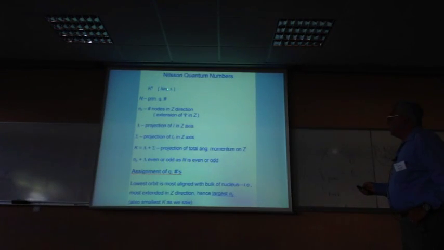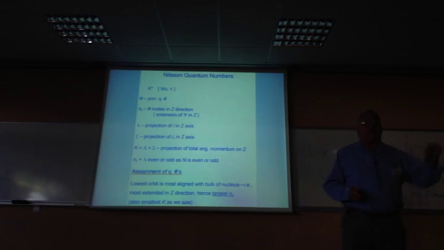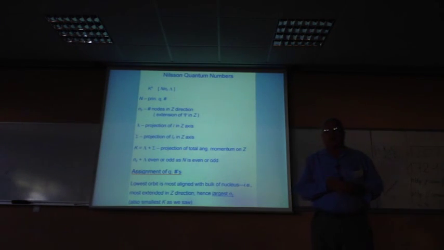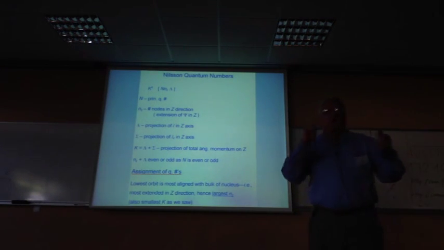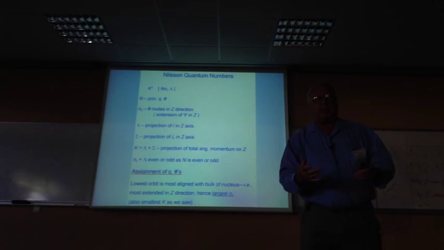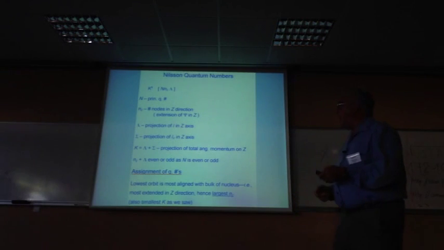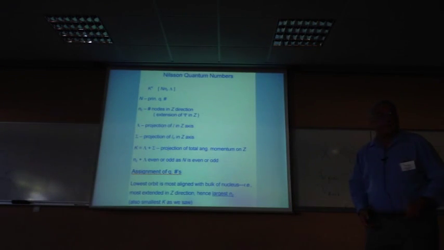Okay, so the second quantum number is in many ways the most important. It's n_z, the number of nodes in the wave function on the z-axis, the symmetry axis. You can think of it this way: the larger n_z is, the more the wave function is extended in the z direction, along the axis of symmetry. If you remember, a particle going around the nucleus, around the equator, around the axis of symmetry, is closer to the nuclear matter, so its energy will be lower. So the lowest lying levels will have the highest values of n_z.